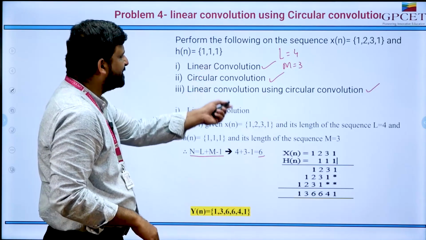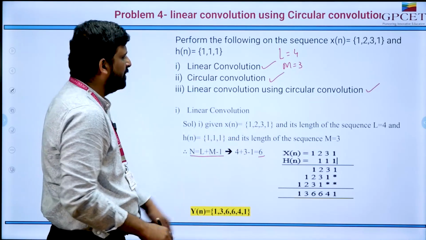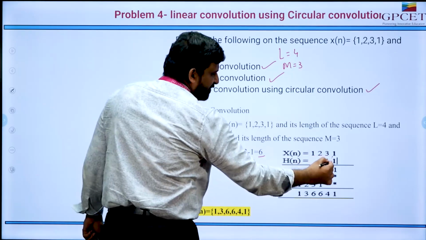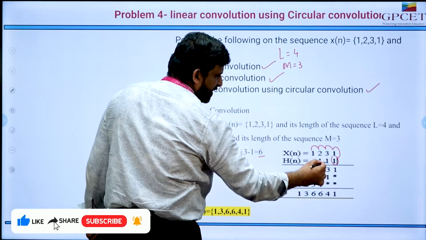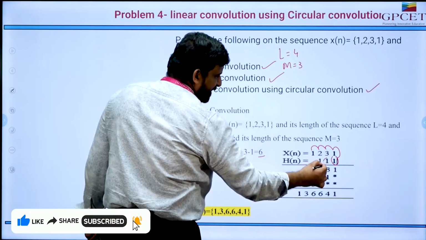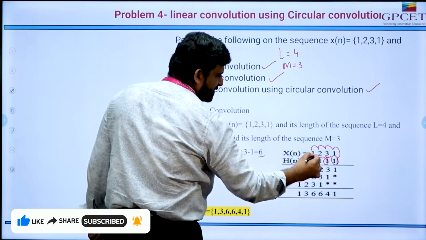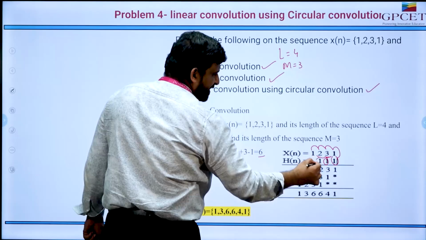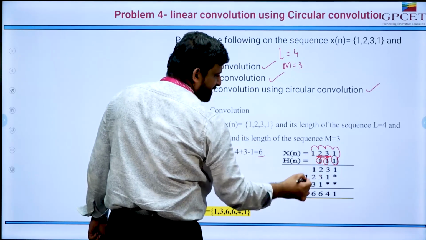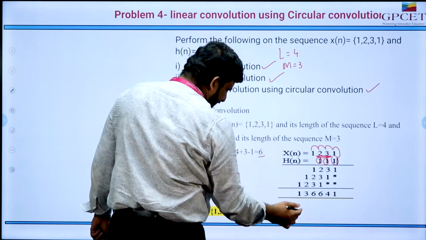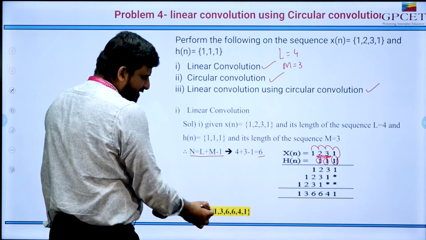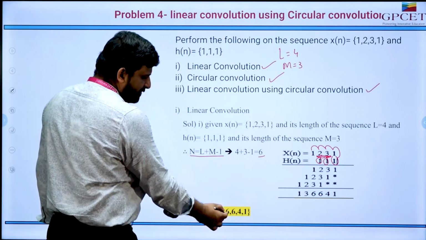So after doing the simple linear convolution, see here, this factor is first multiplied with all the factors, that is 1, 3, 2, 1. This factor is again multiplied with all the factors, that is 1, 3, 2, 1. And this one is multiplied with all the factors, that is 1, 3, 2, 1. So after multiplying and adding, the final answer that I am going to get is y of n equal to 1, 3, 6, 6, 4, 1.